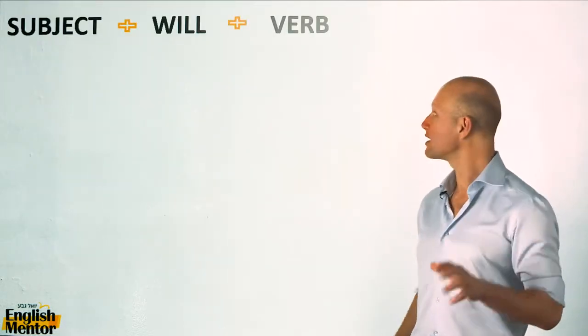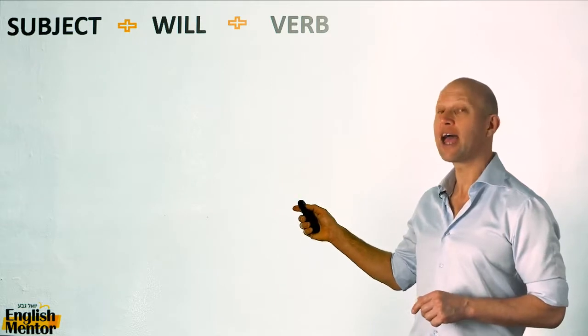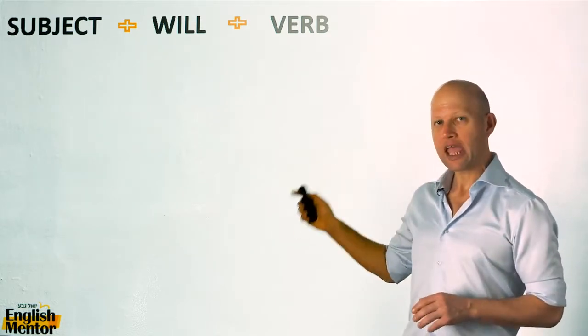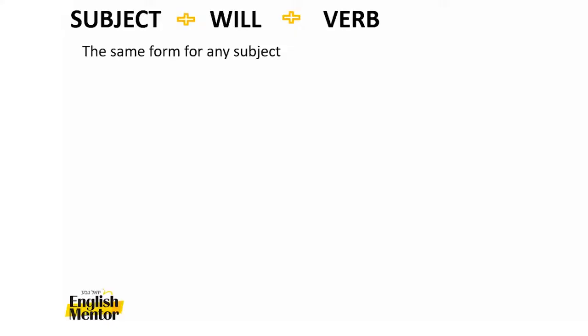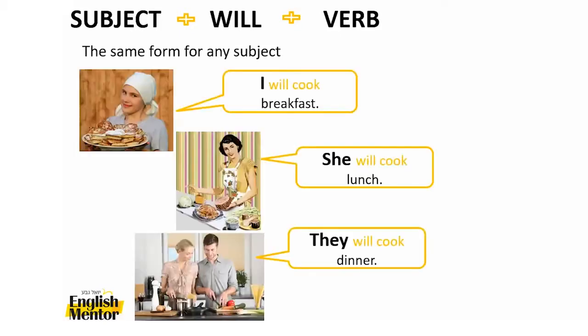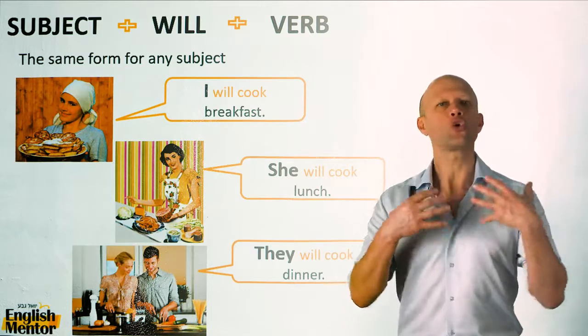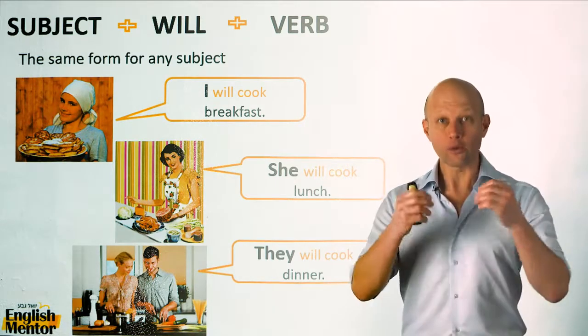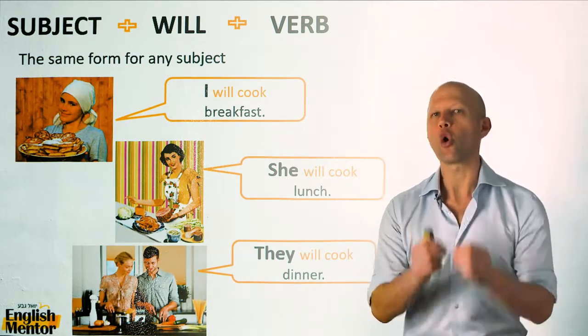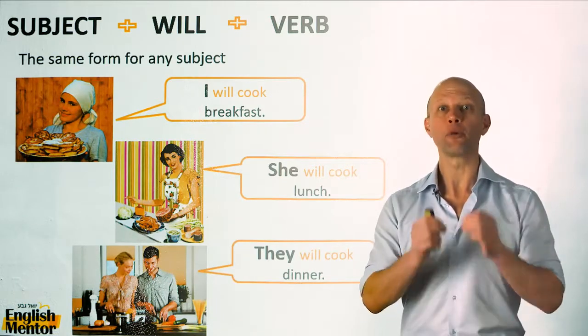We use the subject, the helping verb will, and then the verb. And we use this with every single form of subject that we use. Let's look at some examples. I will cook breakfast. She will cook lunch. They will cook dinner. In other words, it doesn't matter who we're talking about. When we talk about the future, we always use the helping verb will.